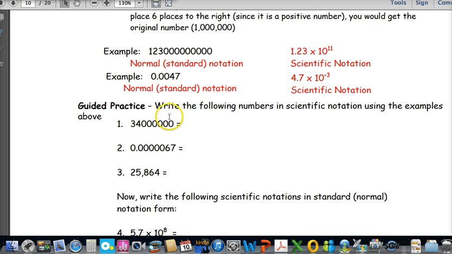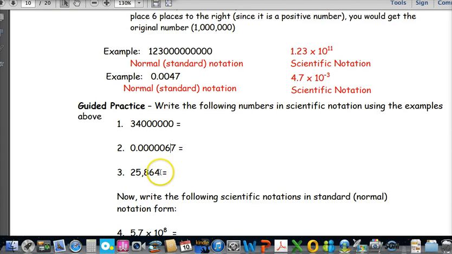How many places did I move it? 1, 2, 3, 4, 5, 6, 7. So my answer would be 3.4 times 10 to the 7th. Number 2. Obviously the decimal is going to have to go between the 6 and the 7. And I'll move it 1, 2, 3, 4, 5, 6 places. And since it's a small number, I know the exponent is negative 6. So my answer would be 6.7 times 10 to the negative 6.